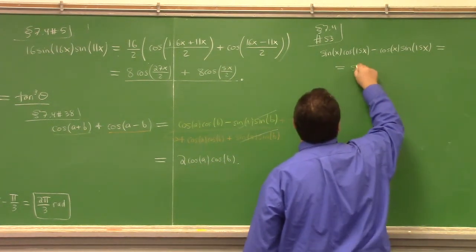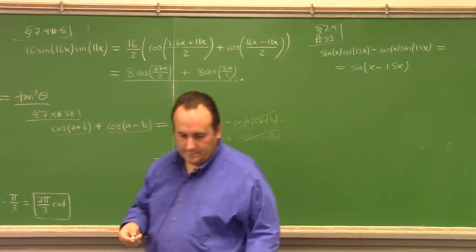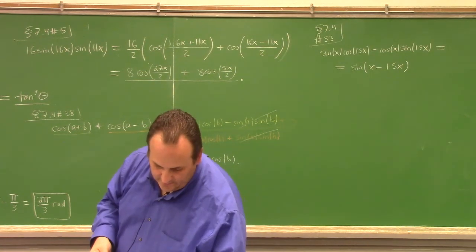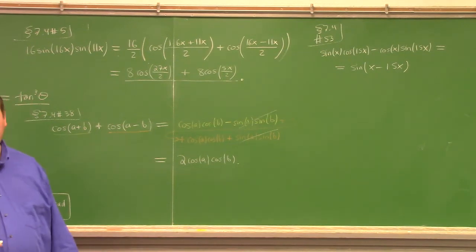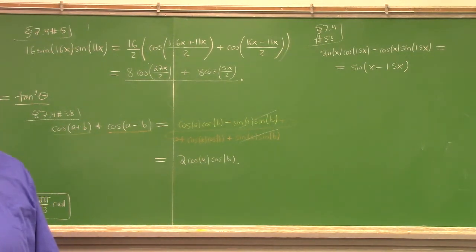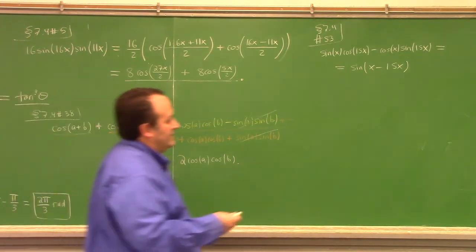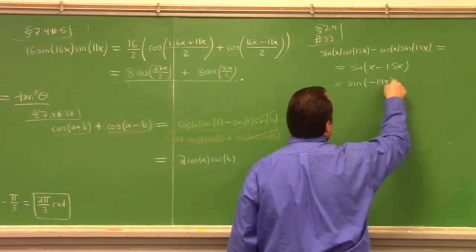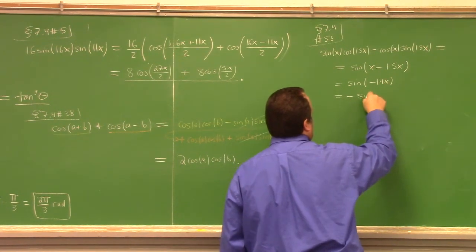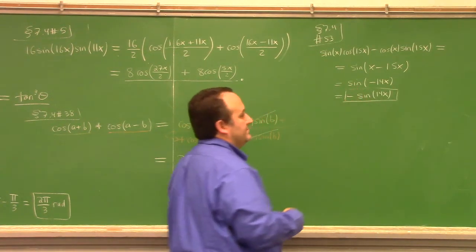This one's easy, though. This is just sine of x minus 15x, and that's by formula 12. So read formula 12 right to left, right? Be aware that these formulas can be applied starting on the right-hand side or starting on the left-hand side. So this is just sine of minus 14x, which you could, if you prefer, write as minus the sine of 14x. I'd like that answer.